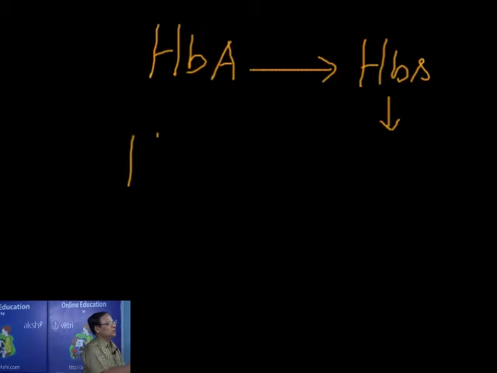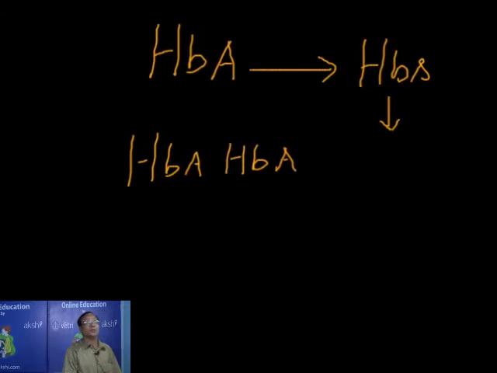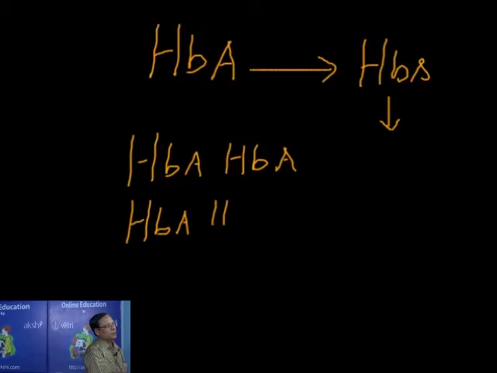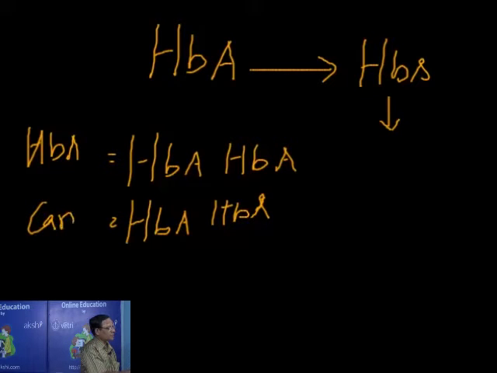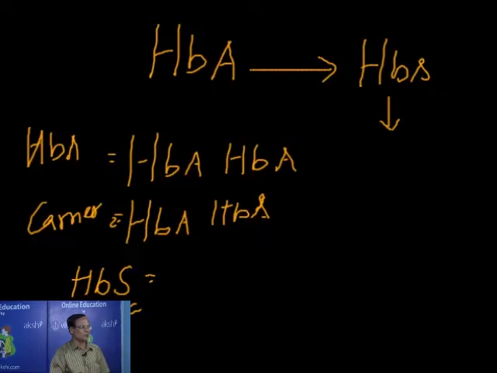For example, HBE is one type of genotype, a normal hemoglobin. Another one is also normal hemoglobin, but actually a carrier. So here we denote the normal hemoglobin, and this is again a carrier person, but non-affected, having one dominant gene and one recessive gene. The last person has sickle cell hemoglobin. I'm using the capital letter for sickle cell hemoglobin, and the small letter for the gene.